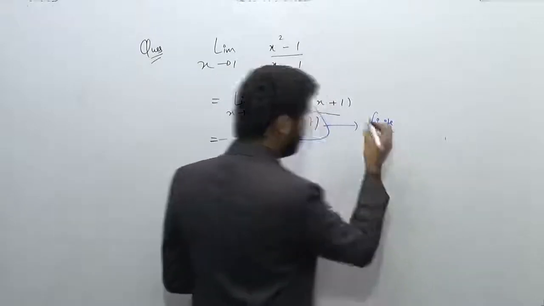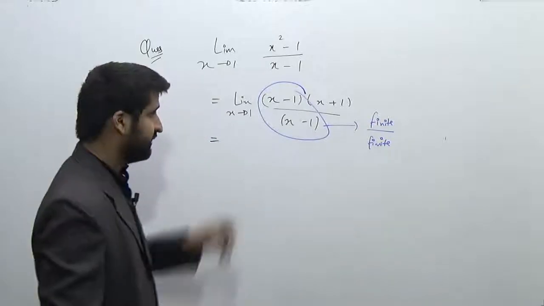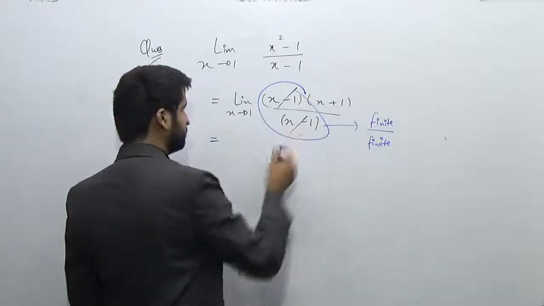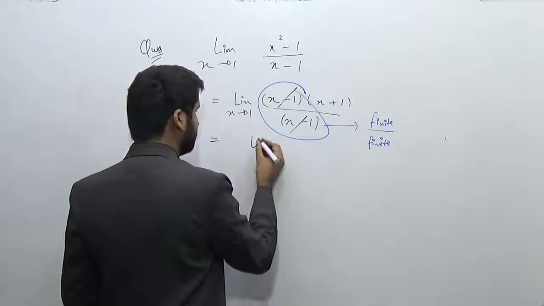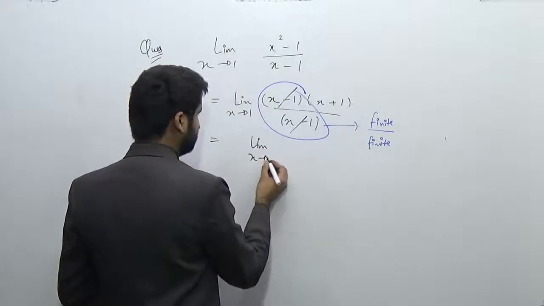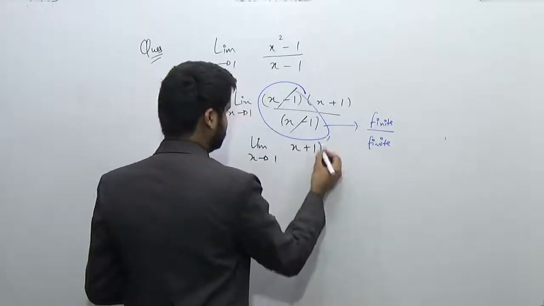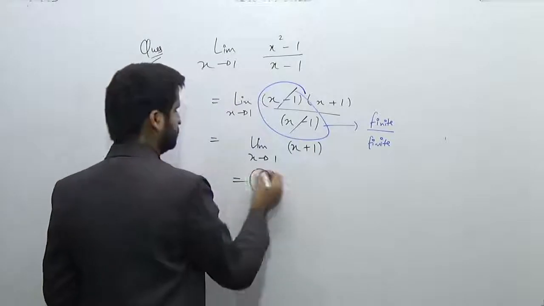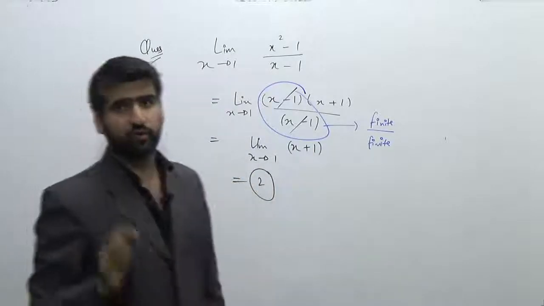Now we know that if two identical terms are divided, this will give you cancellation. So this is nothing but limit x tending to 1, x plus 1. And this comes out to be 2. So the limit of this function is equal to 2.